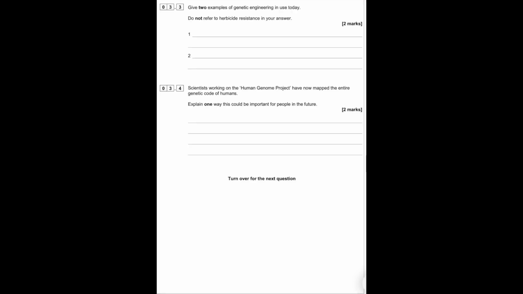Give two examples of genetic engineering in use today. Do not refer to herbicide resistance in your answer. So, one of the biggest uses of genetic engineering is for producing medicines, especially things like insulin. We can also say that we can use genetic engineering to produce plants with bigger fruits or which grow faster or which have fruits that have a better taste.